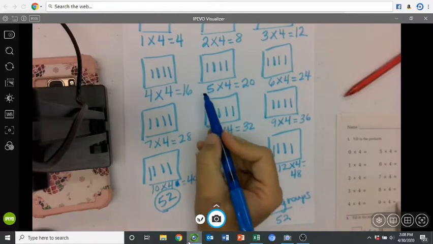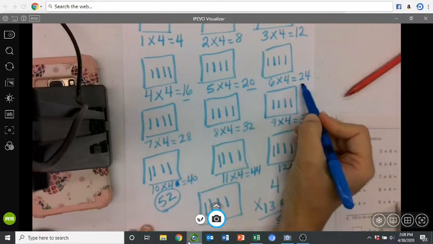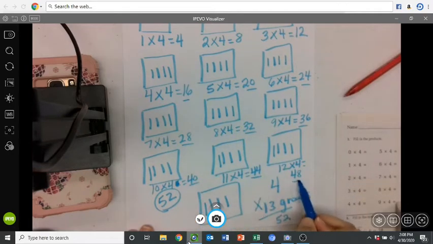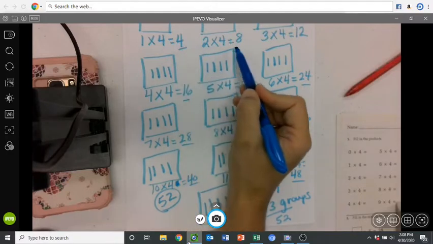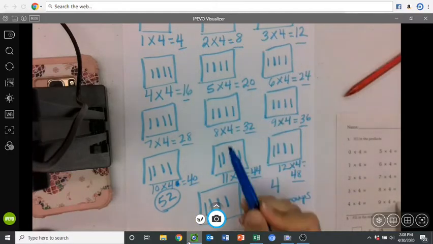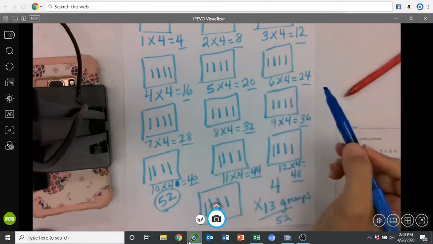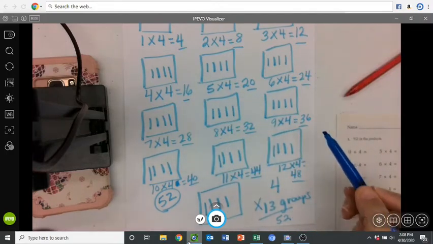What do you notice about the product? Let's think about the pattern that we see. We could start way back up here too. What's the pattern we see with the product? 4, 8, 12, 16, 20, 24, 28, 32, 36, 40, 44, 48, 52.